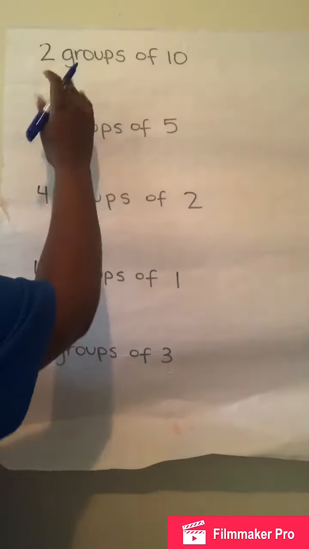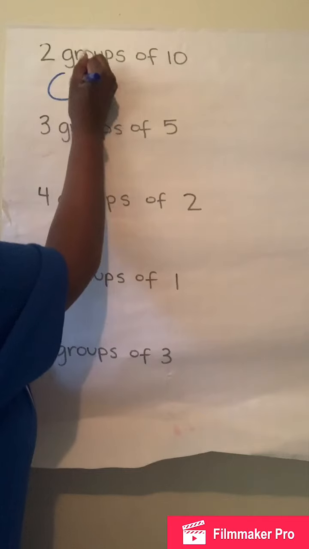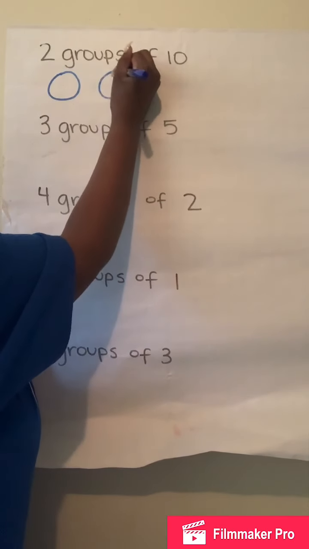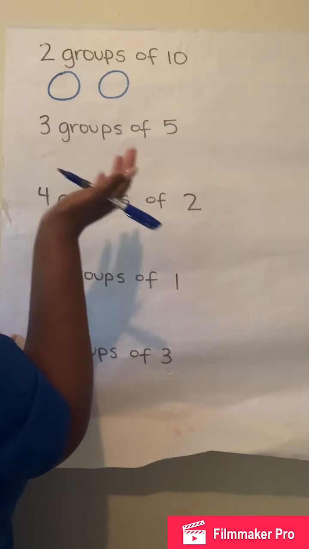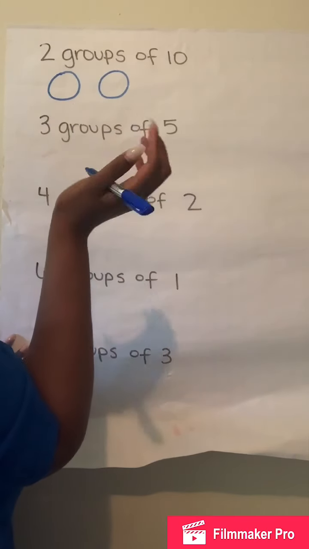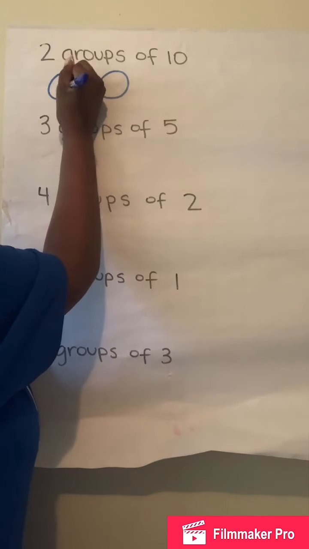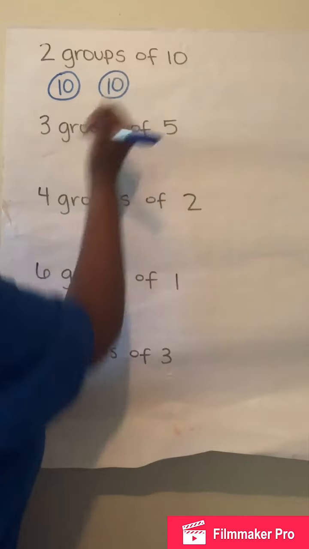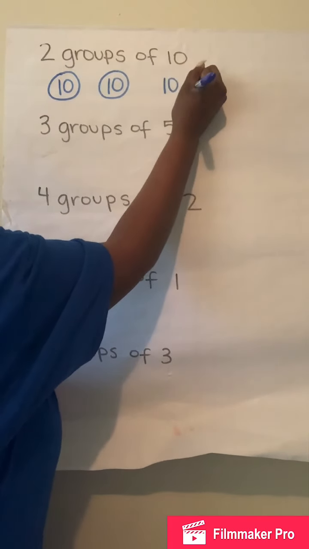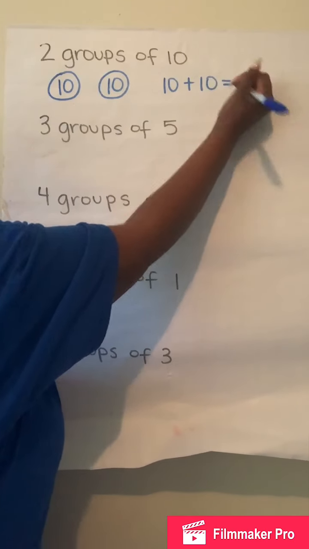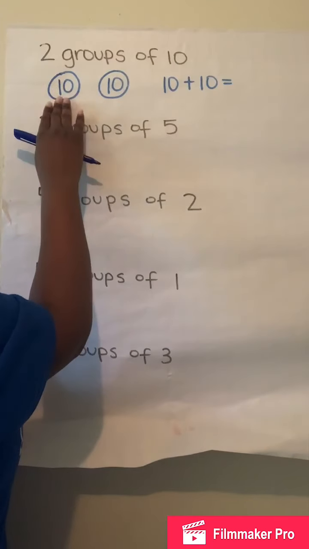Okay, let's look at our first one. 2 groups of 10. The very first thing I'm going to do is draw 2 groups. Each group has 10 in it. I can either draw 10 counters, 10 dots, 10 ones, or I can write the number 10 inside. If I was to write this as the equation, it would be 10 plus 10 equals, and I can add it or I can skip count. 10, 20.